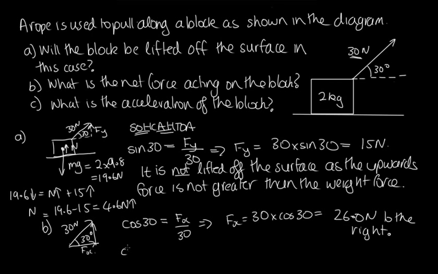And then finally, part C, what is the acceleration of the block? Well, from Newton's second law, the acceleration is equal to the net force over the mass. So we've got our net force, it's 26.0 to the right, divided by the mass, which is 2. And so this is equal to 13 meters per second to the right.